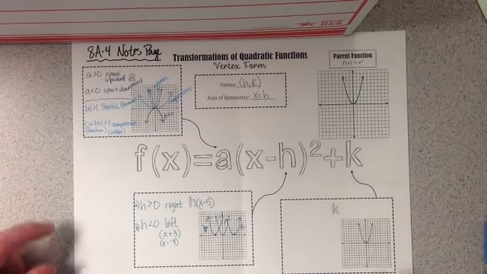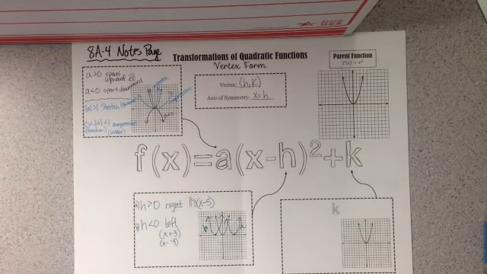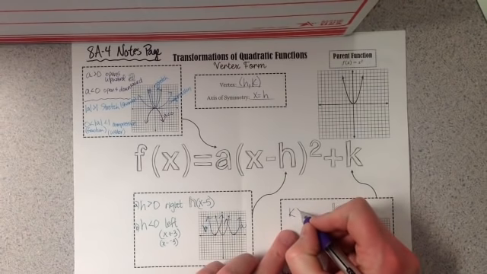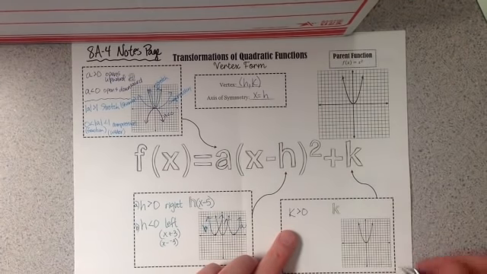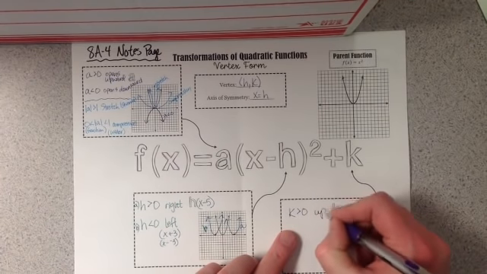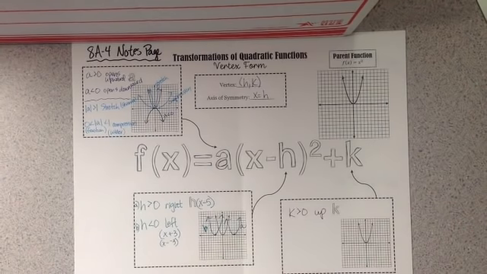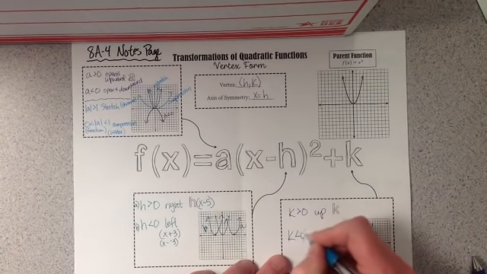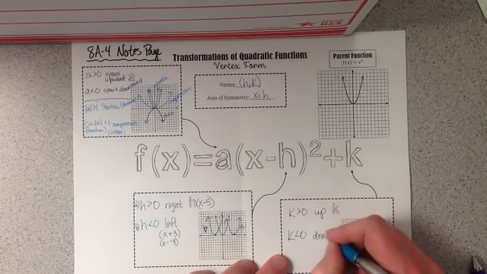So now let's look at k. Okay? We dealt with a, we dealt with h, now let's look at k. k is probably one of the easiest to remember, because if k is positive, meaning it's greater than 0, then the parabola moves up. And I'm going to do smart this time. If k is less than 0, then the parabola moves down.